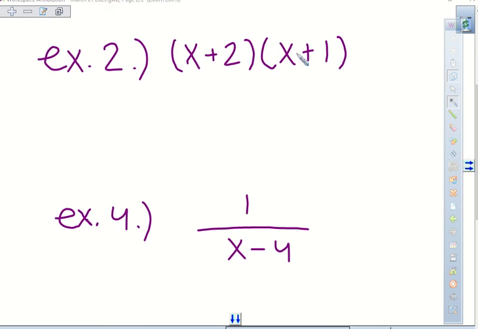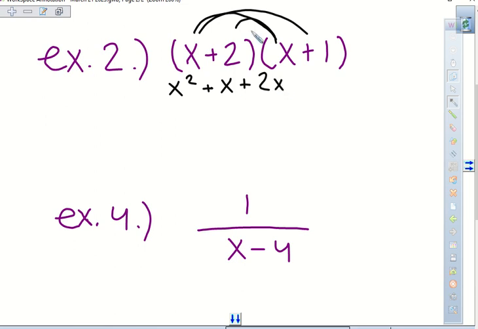Alright, so this one, now normally if you were to take the derivative of something like this, you would use the product rule, but we don't have a way to do the reverse product rule when we're doing antiderivatives. So what we're going to have to do is we're going to have to get this into a polynomial in standard form by just doing FOIL. And that's going to give me x squared plus 3x plus 2. And now I can just take the antiderivative like I normally would.